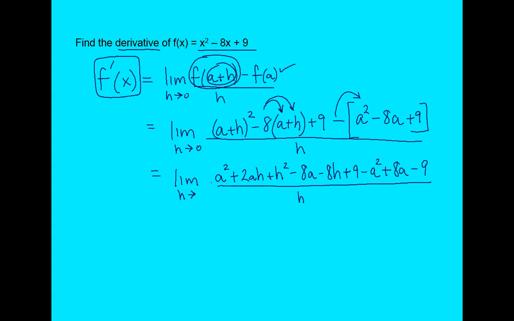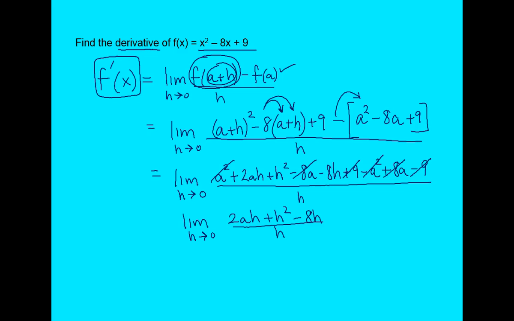We recognize we have some terms that we could cancel. A squared, negative a squared. We have a negative 8a, positive 8a. I see a positive 9 minus 9. So let's clean that up and see what we have left. We have 2ah plus h squared minus 8h divided by h as h goes to 0.